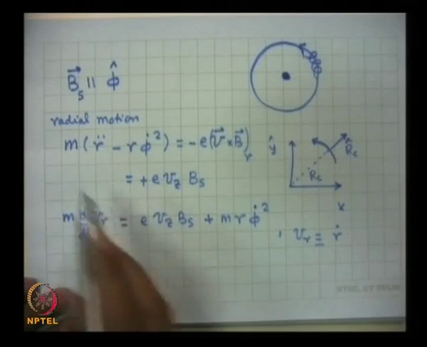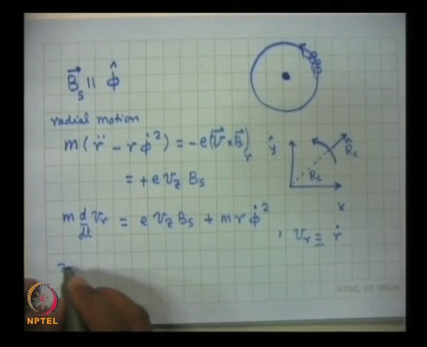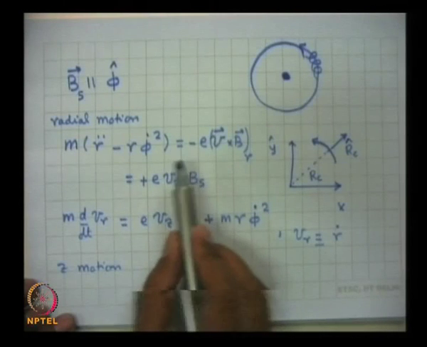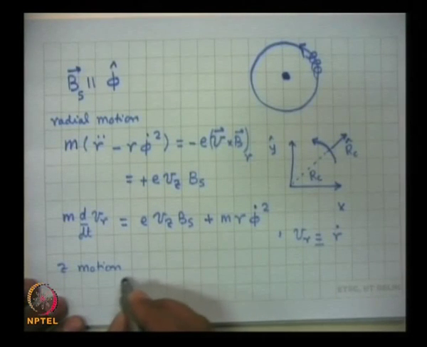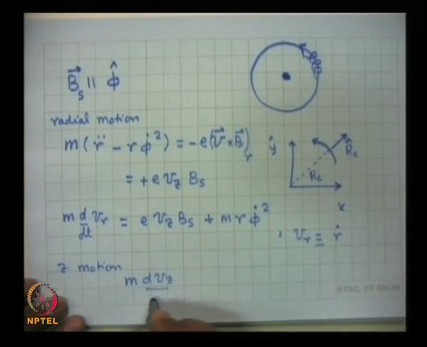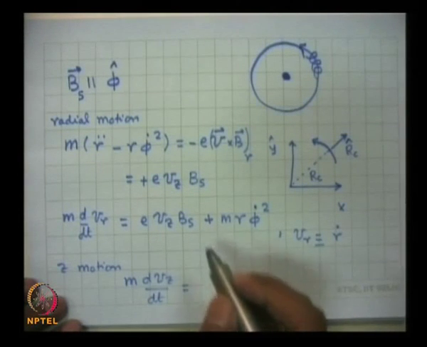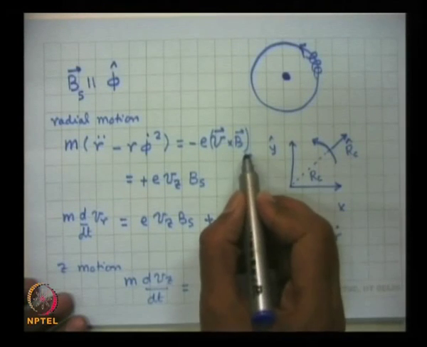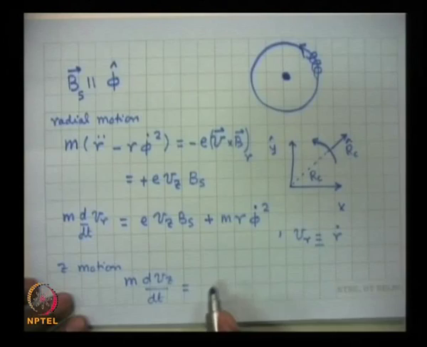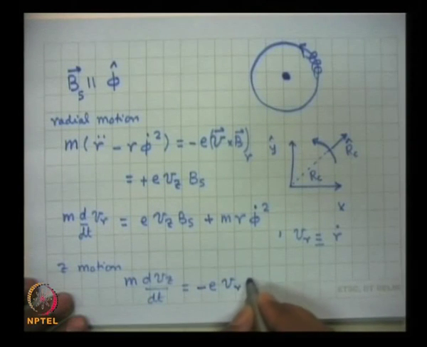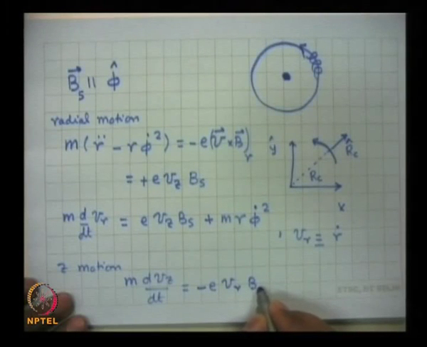Similarly, if I write down the Z component of motion, then M dVz by dt, this quantity is equal to the Z component of force. Z component will be R here and phi there. So minus E Vr and B phi, which is Bs.